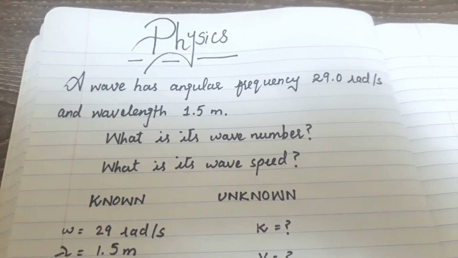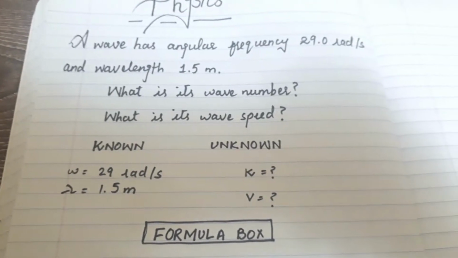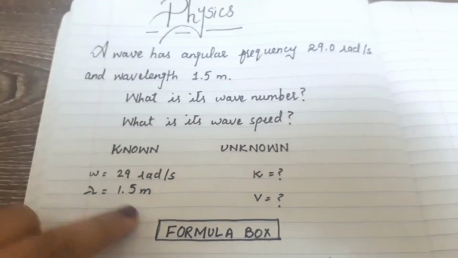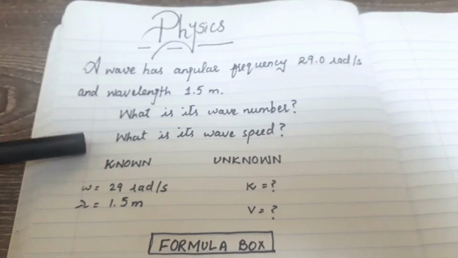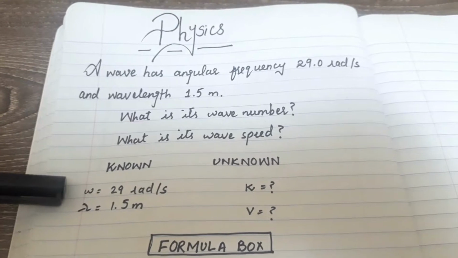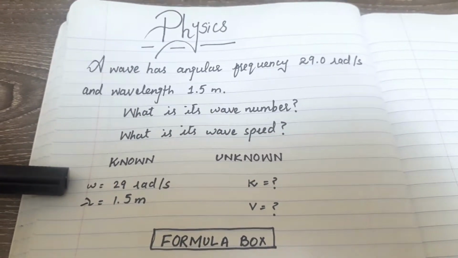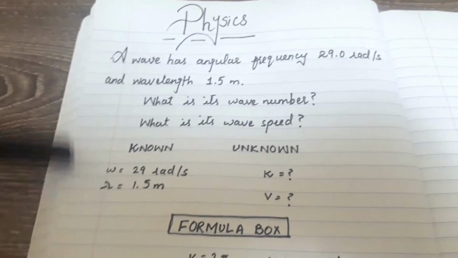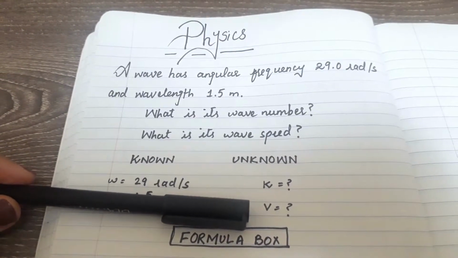So whenever you are solving physics problems, it's really helpful to have a known and unknown box. So I have an unknown box right here, and it's telling me that my angular frequency is 29 radians per second, which I got from my question, and my wavelength, which is also given in the question, and I have to find my wave number and my speed.